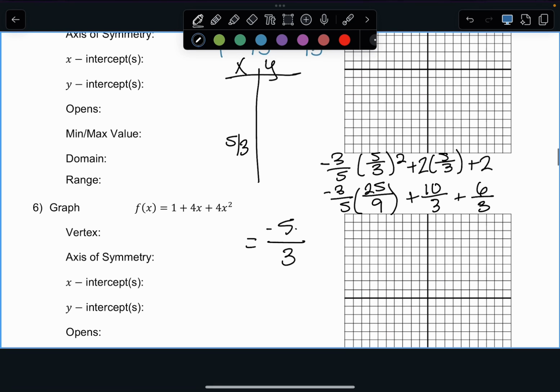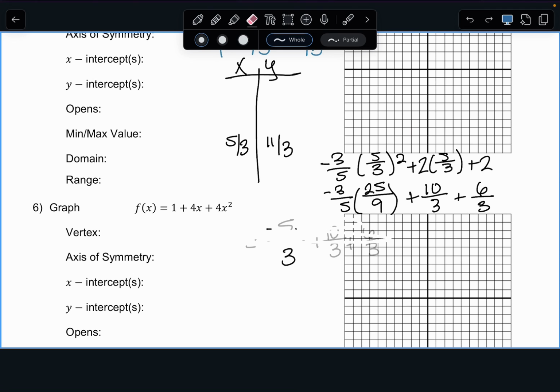So now it's negative 5/3 plus 10/3 plus 6/3. We get negative 5 plus 10 is 5 plus 6? 11. 11/3. Whew. That's as much as we're going to deal with the fractions.